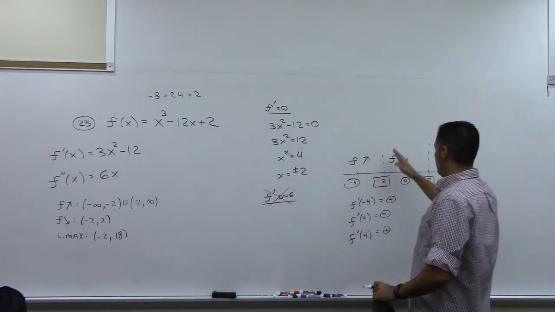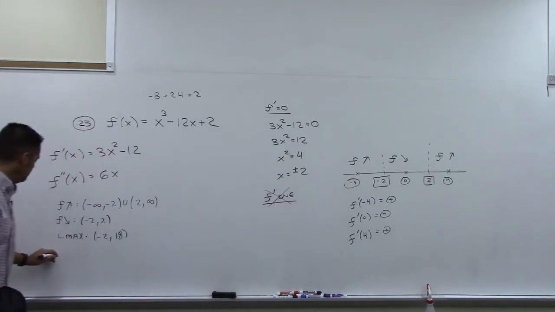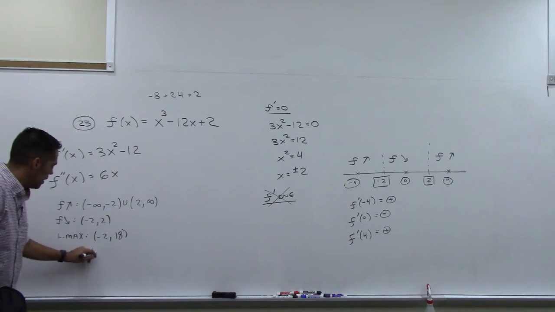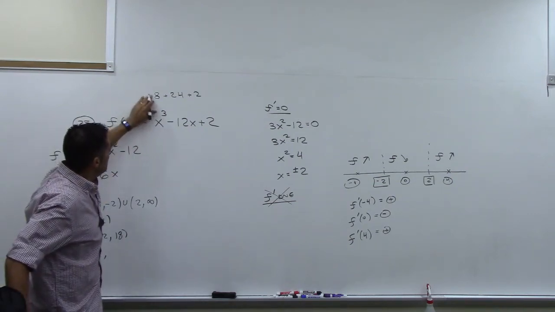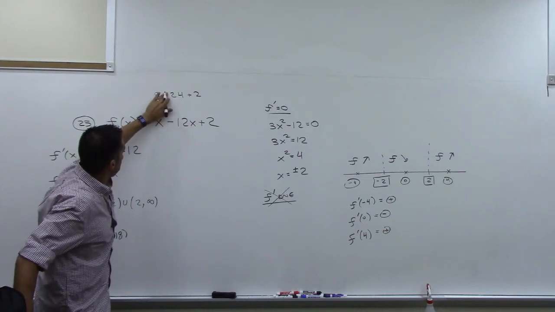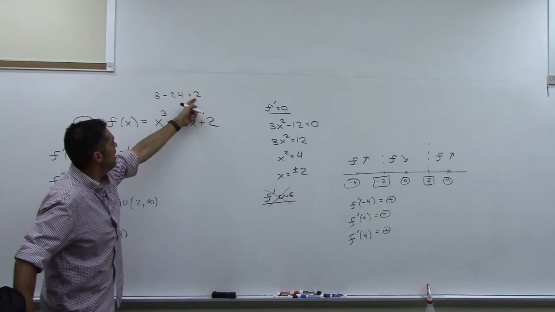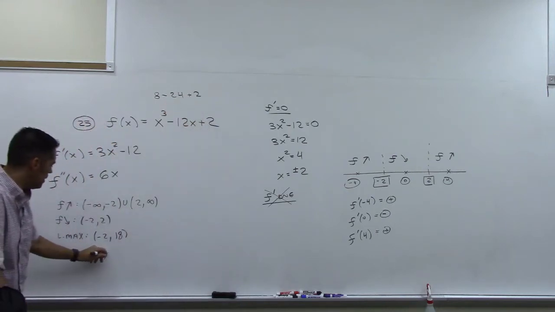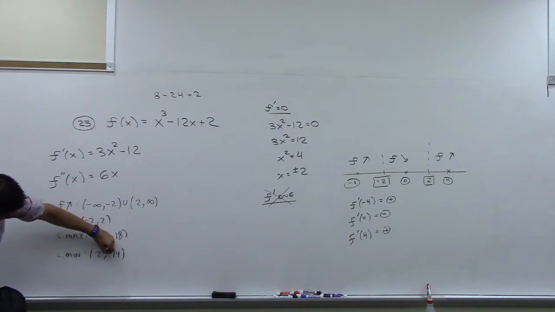Then we go down and up, so that's going to be a local minimum. A local minimum is occurring when we plug in 2 into the original function. So plug 2 in here, we get 8 instead. 2 here, we get minus 24 and plus 2. So 8 plus 2 is 10. Take away 24, we get negative 14. All right, that's the first part.